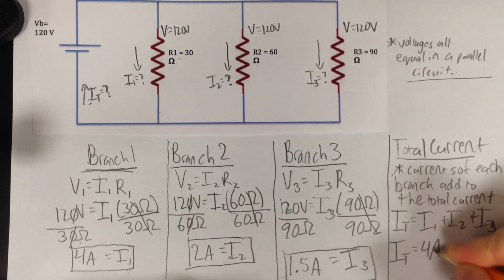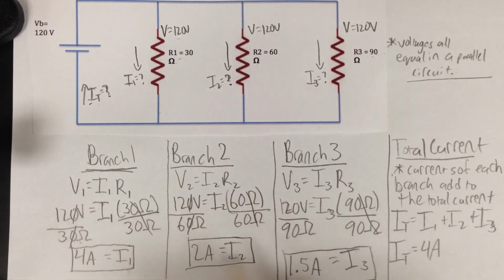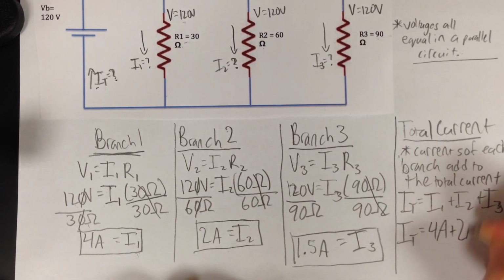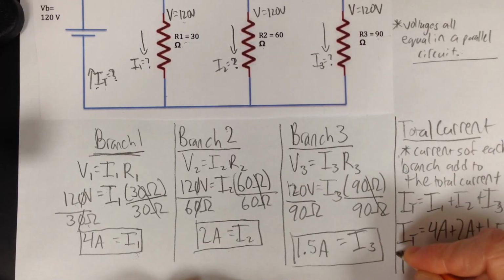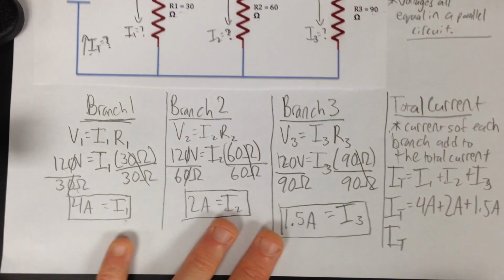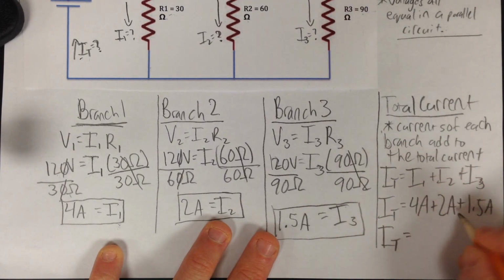So that's 4 amps is I1, right? 2 amps is I2, and 1.5 amps is I3. So your total current is 7.5 amps.